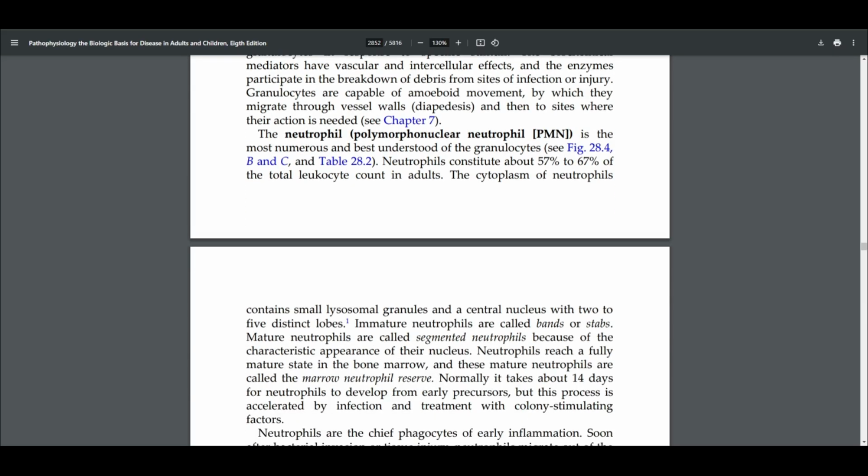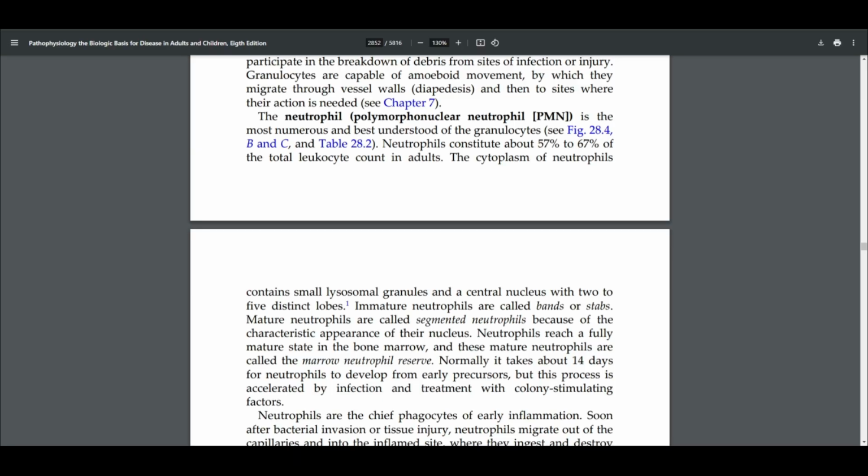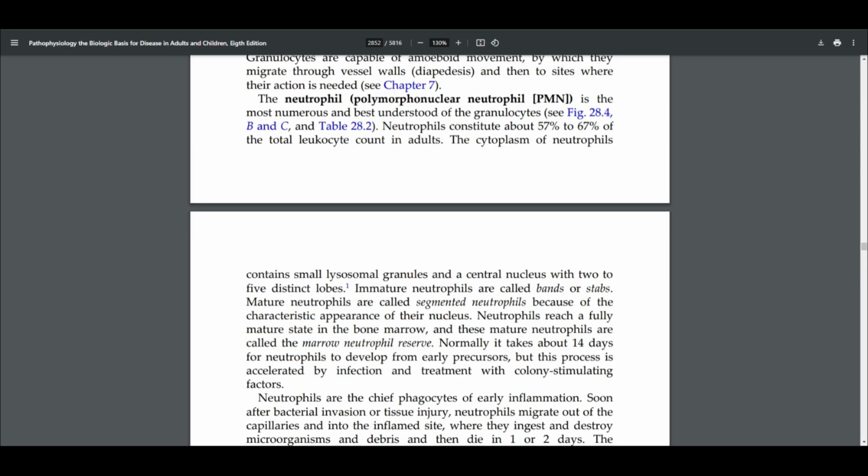The neutrophil is the most numerous and best understood of the granulocytes. Neutrophils constitute between 57 and 67% of the total leukocyte count in adults. The cytoplasm of neutrophils contains small lysosomal granules and a central nucleus with 2 to 5 distinct lobes. Immature neutrophils are called bands or stabs. Mature neutrophils are called segmented neutrophils because of the characteristic appearance of the nucleus.